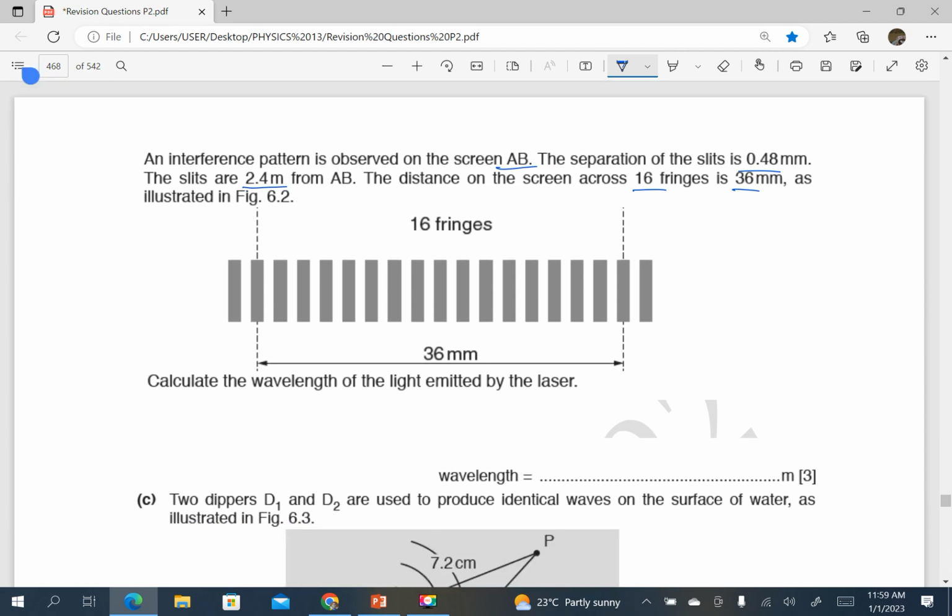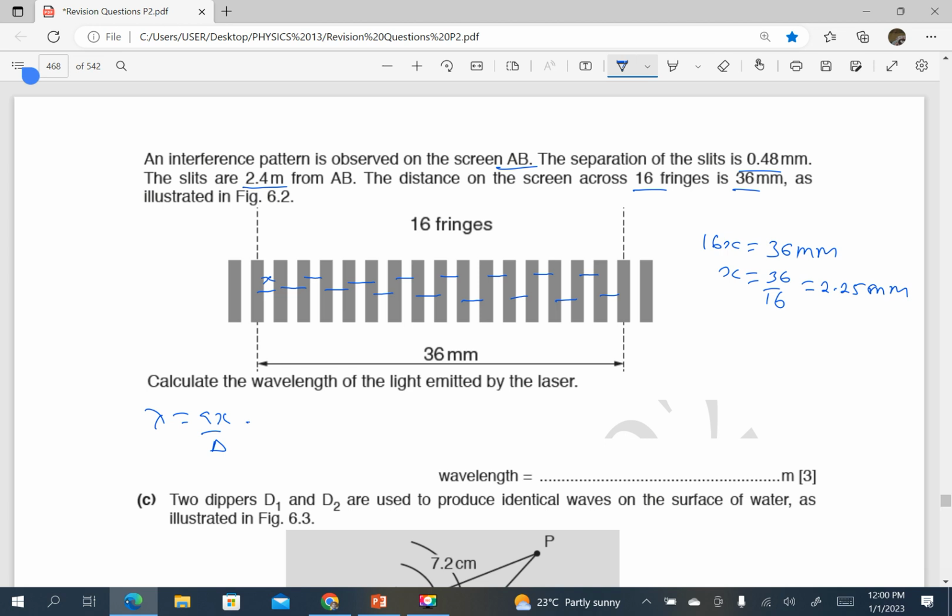So we want to use, of course, the equation lambda is equal to Ax over D. The only challenge is going to be x. x is the distance between two successive bright fringes or two successive dark fringes. So let's just count. This is 1, 2, 3, up to 16. So you see each distance between two successive is x. So we have that 16x is equal to 36 millimeters, which means x is 36 divided by 16, which is 2.25 millimeters.